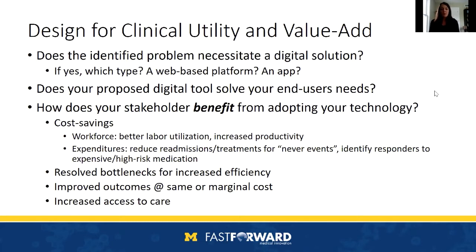You may reduce expenses related to high acuity, high expense events. Resolving bottlenecks for increased efficiency, improving outcomes or access to care. It will be really particular to your innovation and how your innovation is driving value for your stakeholder.